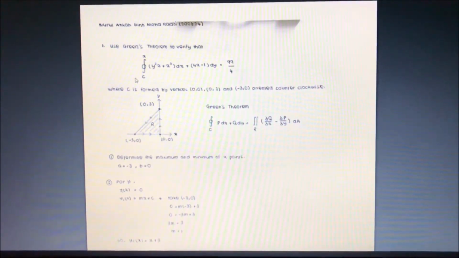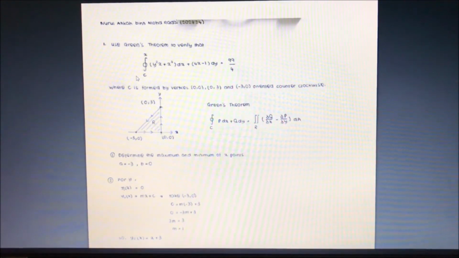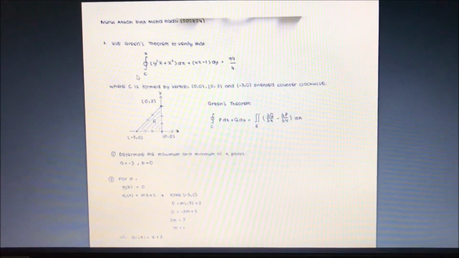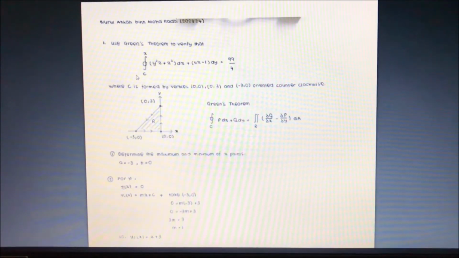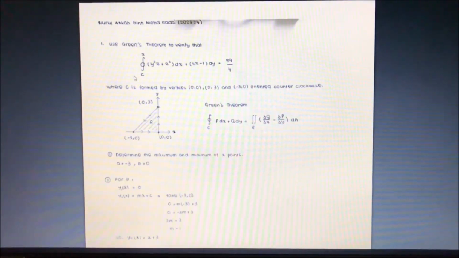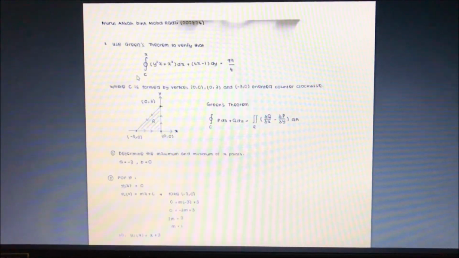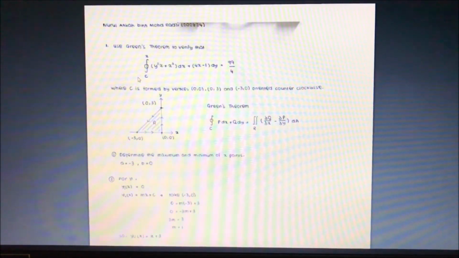Today, I am going to explain the first question of SCL. It states: use Green's theorem to verify that the line integral over a closed loop C of (y squared x plus x squared) dx plus (4x minus 1) dy equals 99 over 4, where C is formed by the vertices (0,0), (0,3) and (-3,0), oriented counterclockwise.